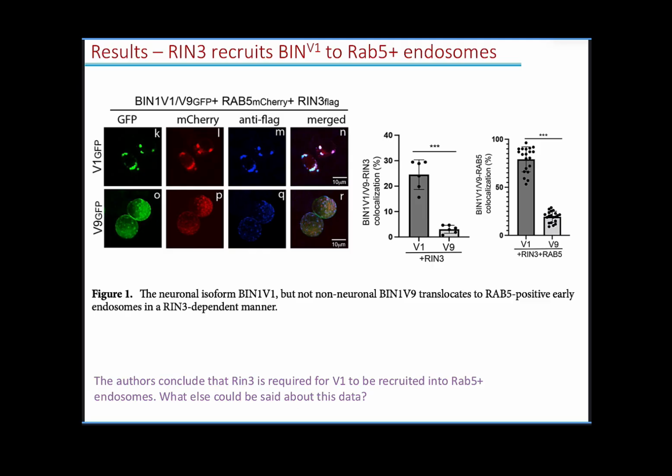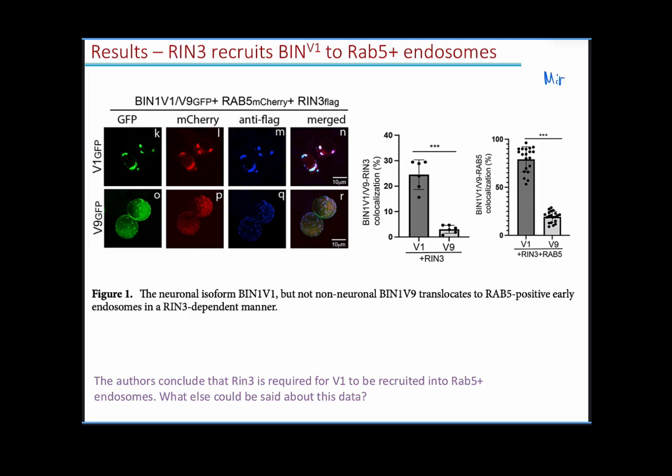It's an open-ended question, and it's okay if you want to consult with your neighbors. But we look at the data and they conclude something that is supported by the data, that V1 is being recruited to where Rab5 is in a Rin3 dependent manner. But what else can we say?